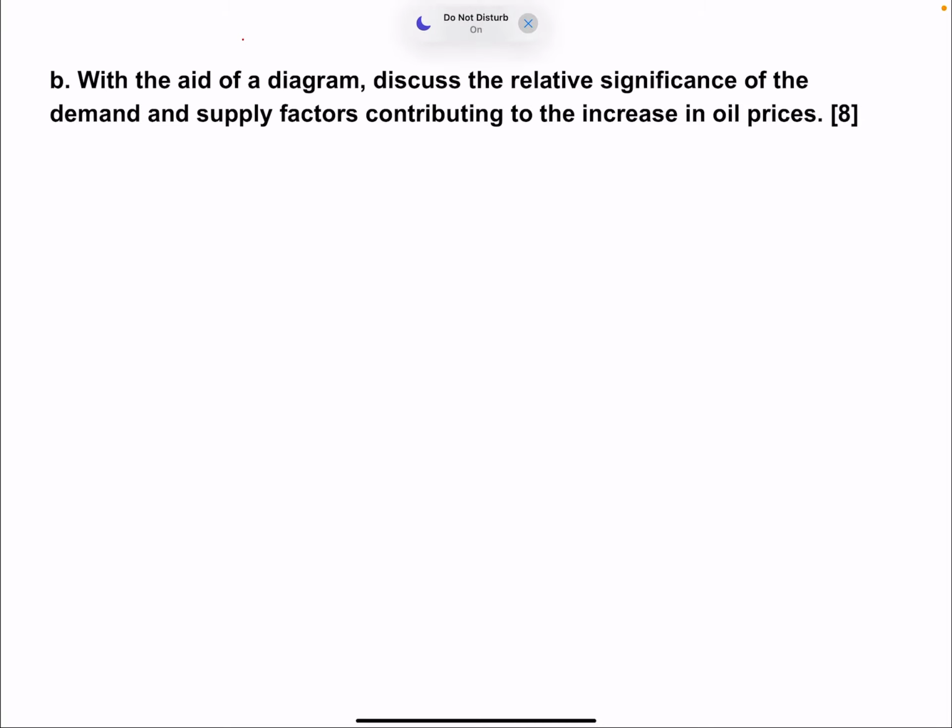Okay, so let's talk about this. This is the second part, so we continue on with CSQ2. Now I'm going to go through the 8-mark question on page 89. Okay, so let's start. This question says with the aid of a diagram. So you've got to make sure you draw.